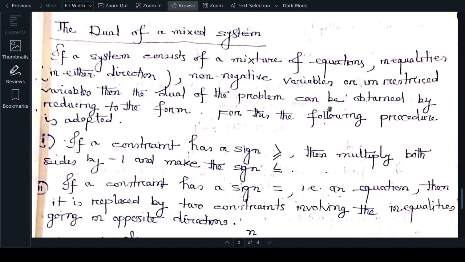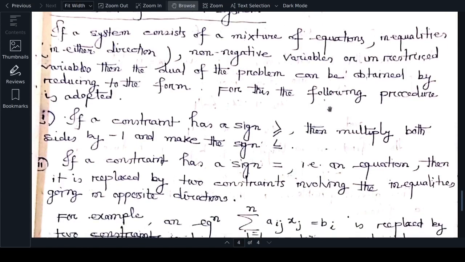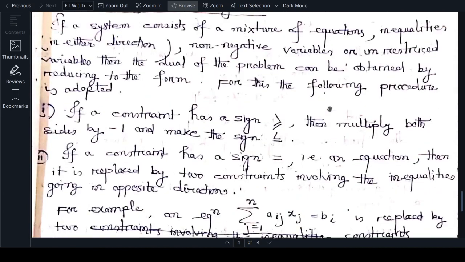You see, from the equal to symbol, suppose one equation is x less than or equal to 2, and another equation is x greater than or equal to 2. Combining these, we get the equal to symbol. Same as subsets: if A is a subset of B, and B is a subset of A, then we can write A equal to B. With this concept, you see the dual of a mixed system.